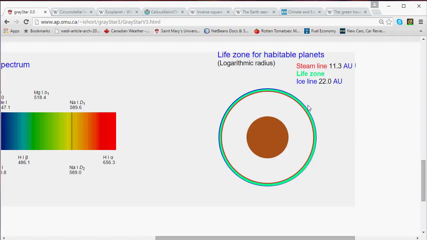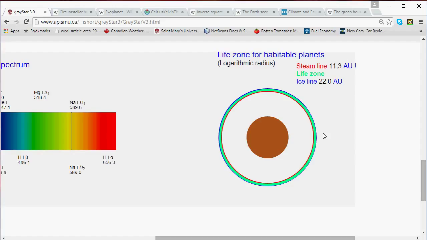And you can see that around a red giant star, the circumstellar habitable zone lies quite far out. That's because, being large, this star has a large luminosity despite its low effective temperature. So the planet has to move outwards in order to intercept the right amount of flux to keep its surface temperature in the right range for the habitable zone.